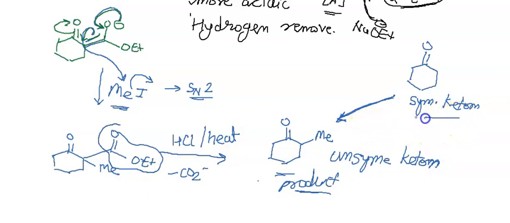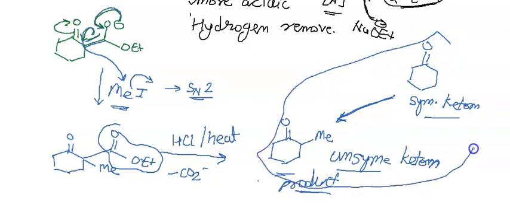This is a symmetric ketone to unsymmetric ketone formation reaction, and a particular reagent is given, which is NaOH. By the use of NaOH with EtOH and another substrate, by using that way we can form an unsymmetric ketone.